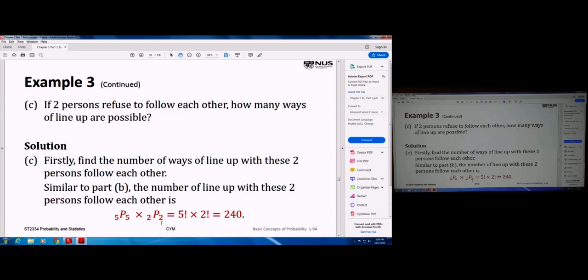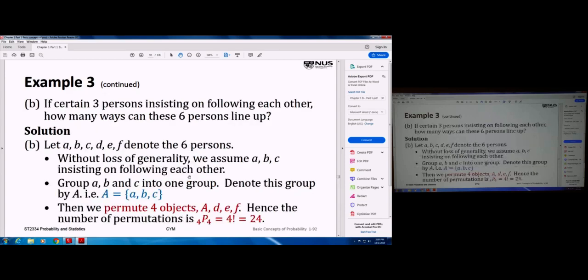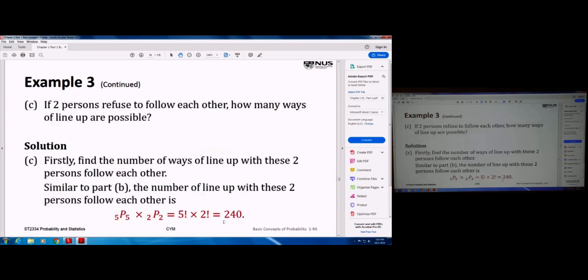So how do I get this 5 factorial and 2 factorial? What I'm doing here is repeating the solution to part B, except instead of having 3 problem people, I have 2 problem people. Let me just repeat what I did in part B. In here I have 2 factorial, and in here I have 5 factorial, because I now have the objects A, B as one block, and then I have C, D, and E. So I have 5 factorial. That means this is going to be 5 factorial times 2 factorial.